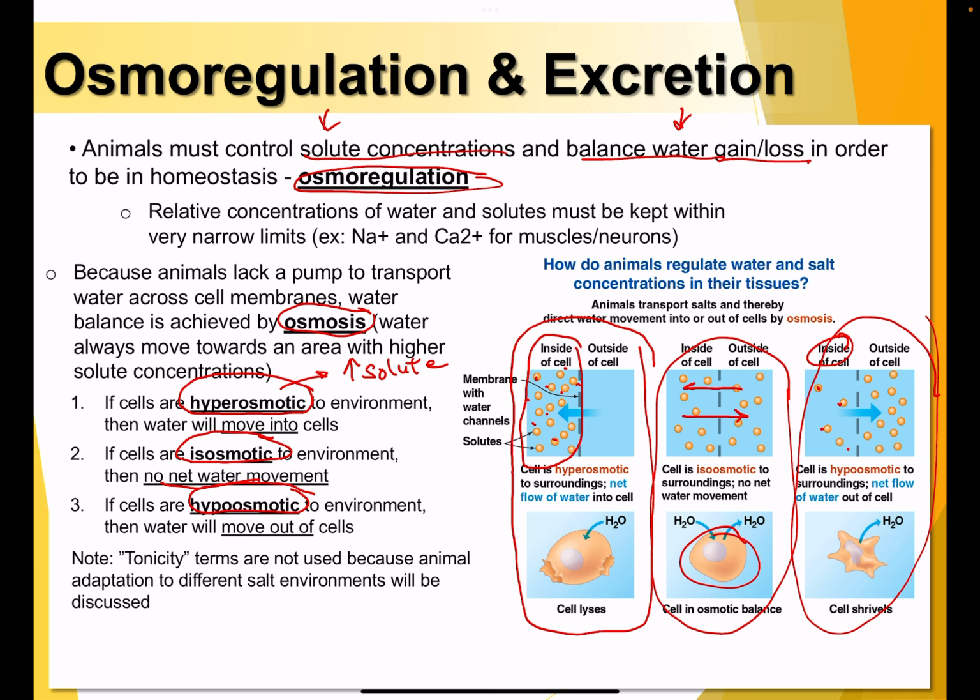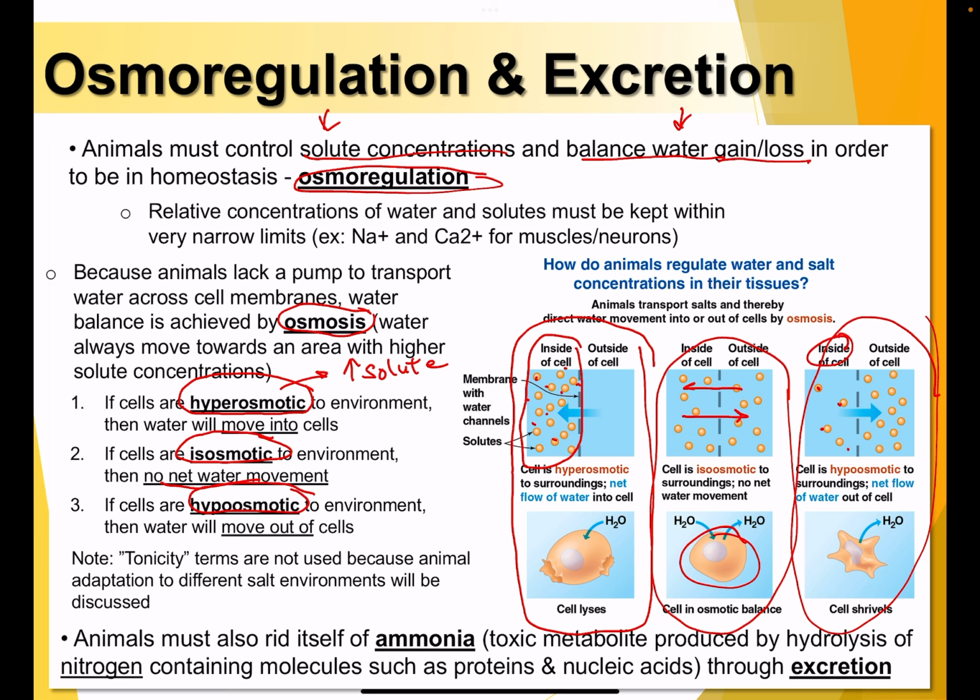Remember, these terms are always with respect to what I'm saying. If the cell is hyperosmotic to the environment, then the cell has more solute than the environment. If I switch it around and say the environment is hyperosmotic to the cell, then the environment has more solute than the cell. So make sure you read it correctly. Don't just say, oh, hyperosmotic, water moves in. You have to look at what is hyperosmotic to what in order to answer the question. So make sure you're very clear about that.